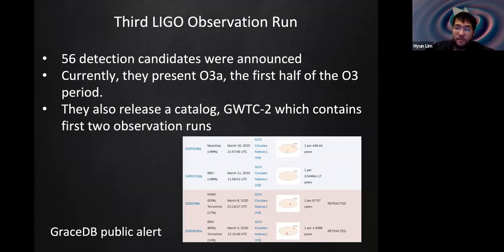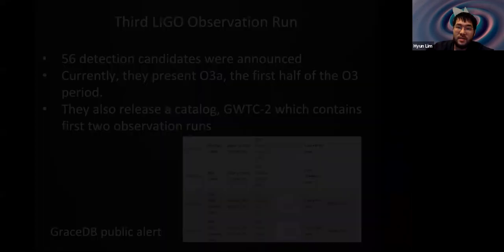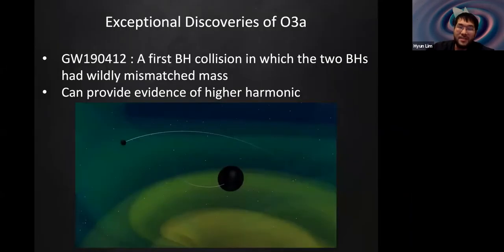So we have 50 things to talk about, but that's too much. So I would like to emphasize something more exciting, an exceptional discovery of O3A. That is GW190412, by the naming convention. GW stands for gravitational wave, as you expected, and 190412 is the detection date, 2019, April 12th. So that's how we can understand this number.